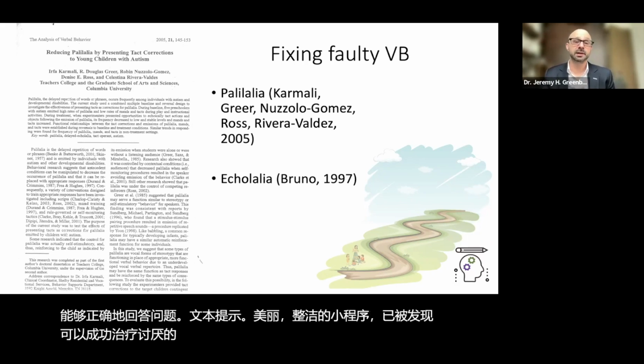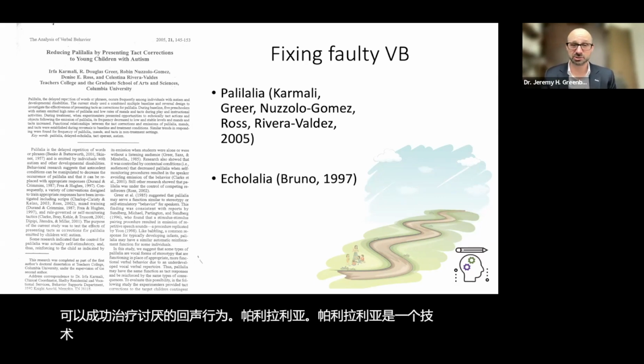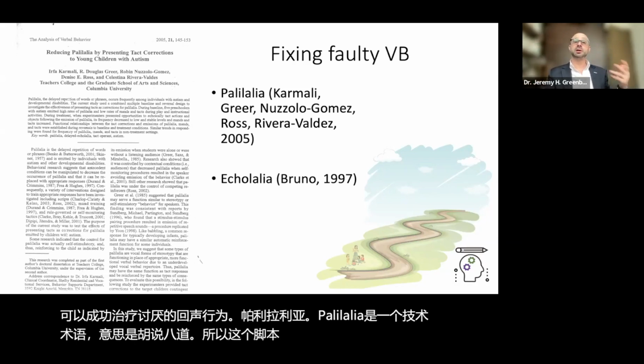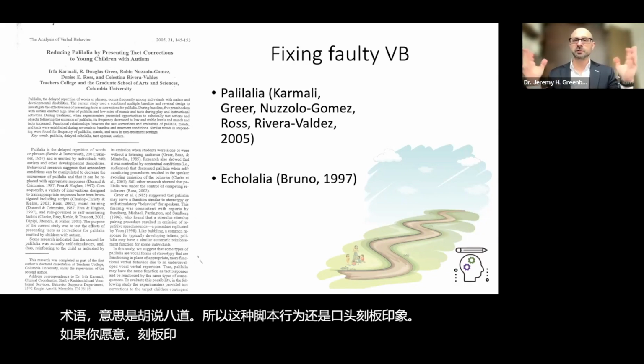Palilalia is a technical term that means nonsense talk. So this scripting behavior or verbal stereotypy, if you will. Stereotypy is the sort of clinical term for self-stimulatory behavior like hand flapping and that sort of thing.